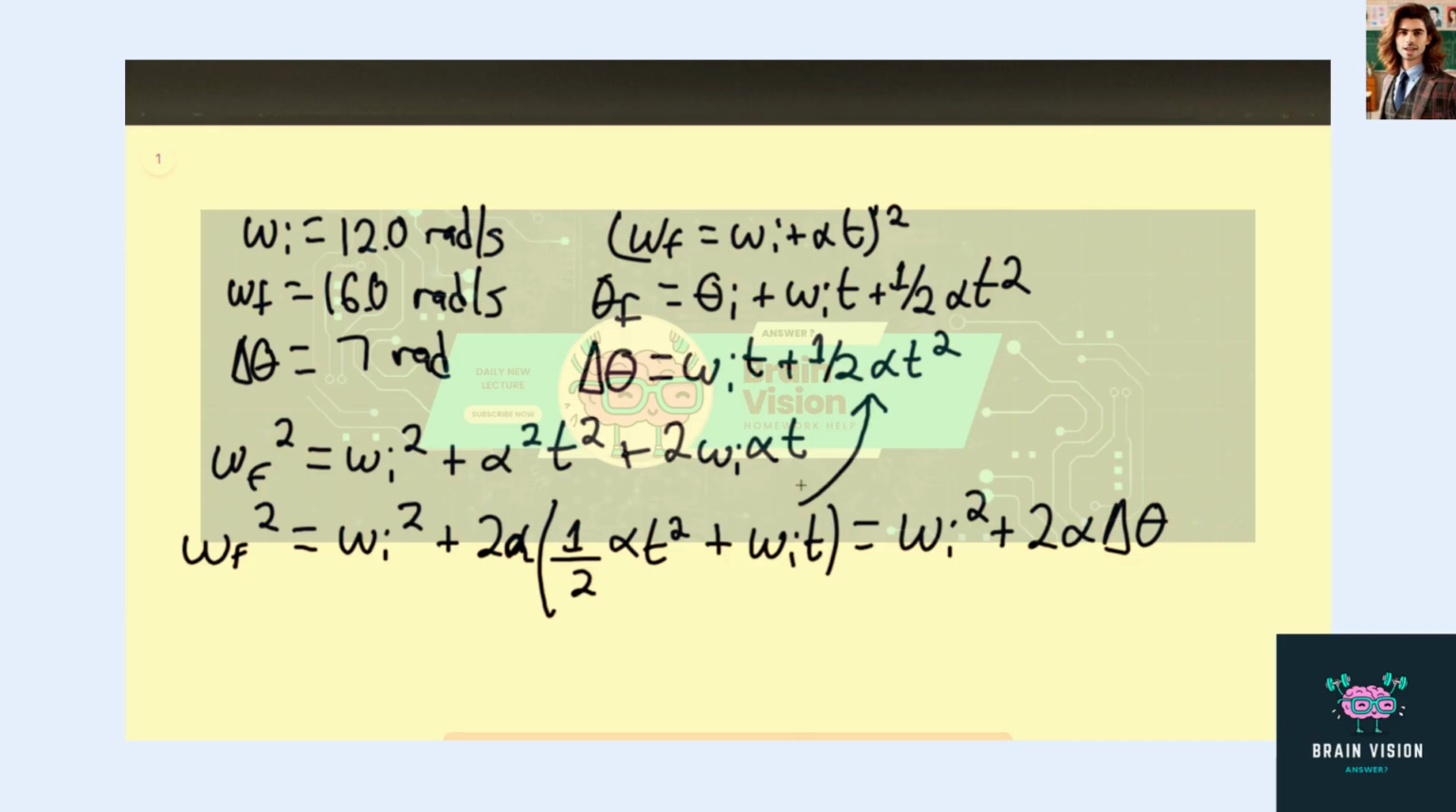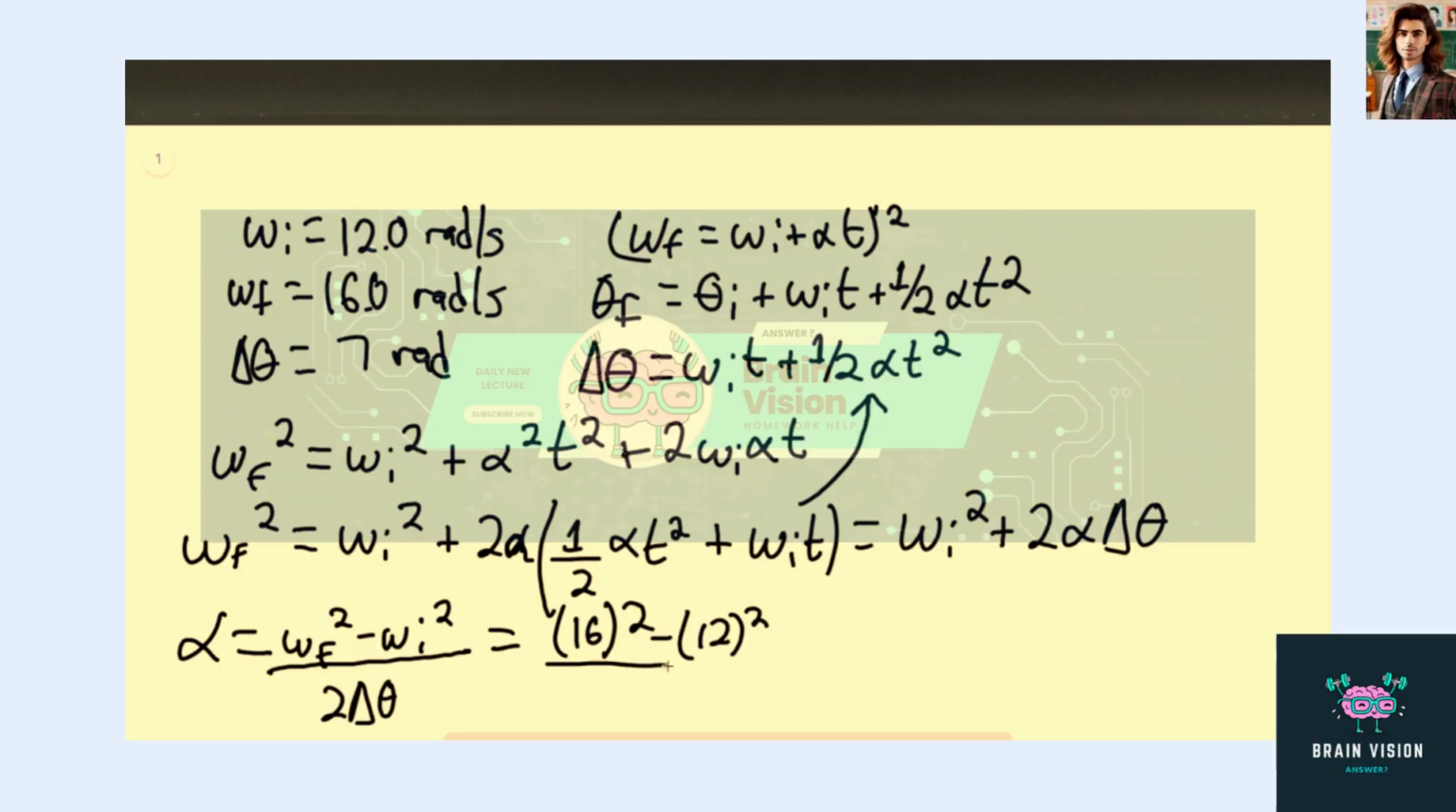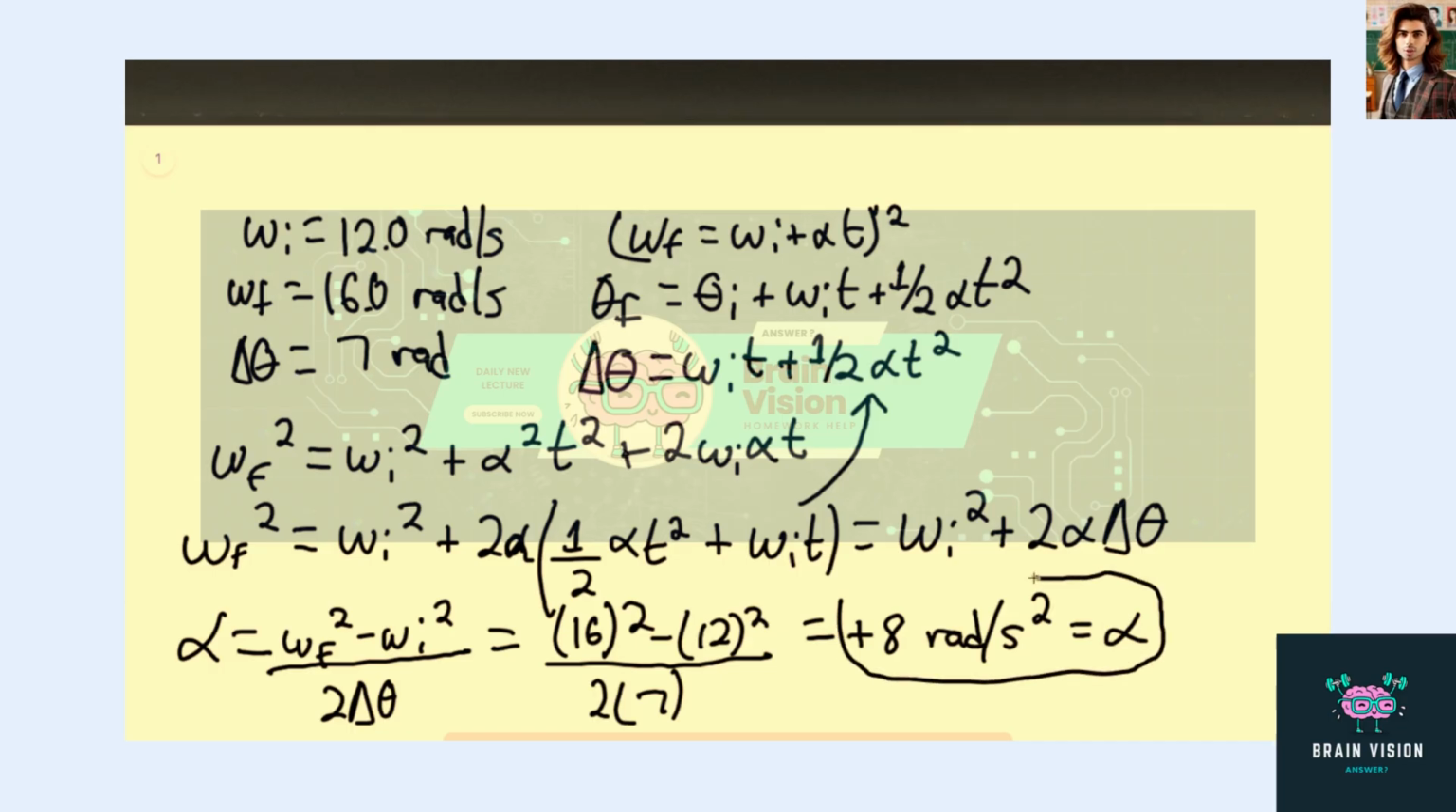And at this point, we have eliminated time, so we can just solve for the angular acceleration and say that alpha equals omega final squared minus omega initial squared divided by 2 times delta theta. This is going to be 16 squared minus 12 squared all over 2 times 7 radians. And this is going to be 8 radians per second squared. So this will be our angular acceleration without solving for time.